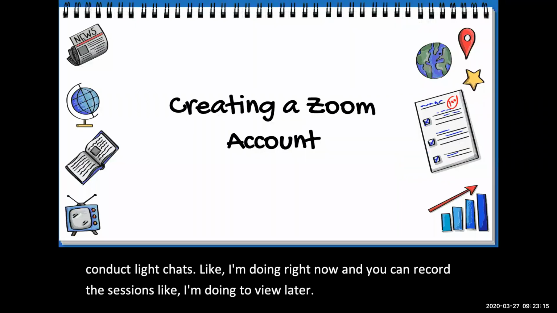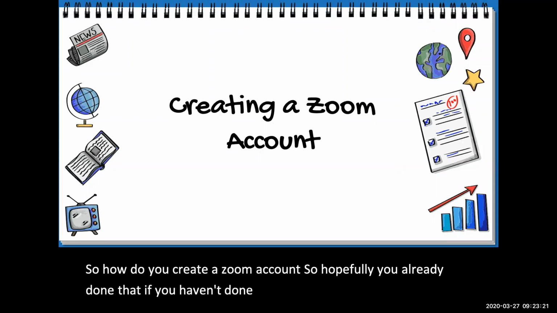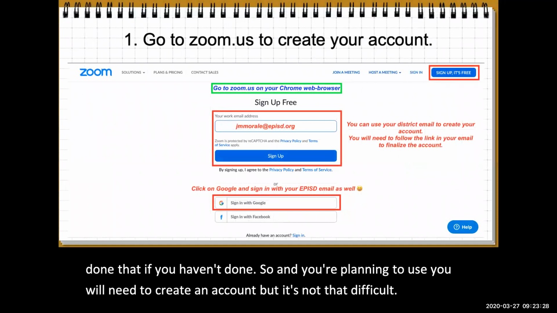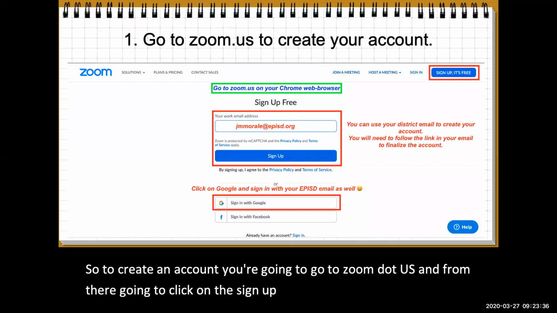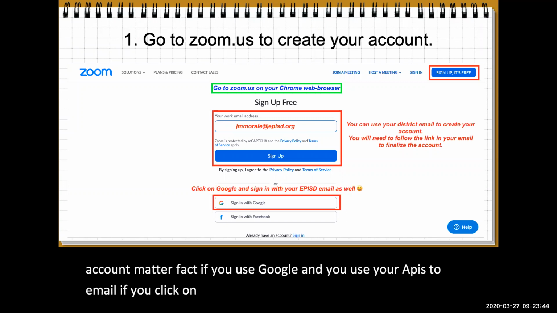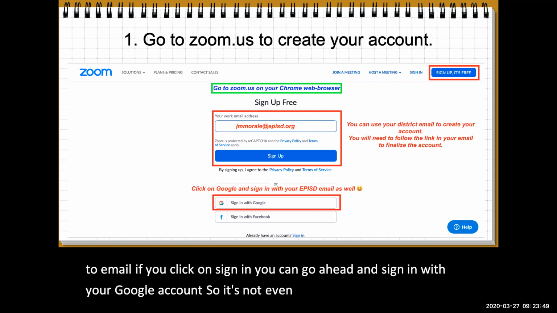So how do you create a Zoom account? Hopefully you've already done that. If you haven't done so and you're planning to use Zoom, you will need to create an account, but it's not that difficult. To create an account, you're going to go to zoom.us, and from there, you're going to click on sign up, it's free. If you use Google and you use your EPISD email, if you click on sign in, you can go ahead and sign in with your Google account. So it's not even necessary to sign up with an account unless you're doing it with just your email.